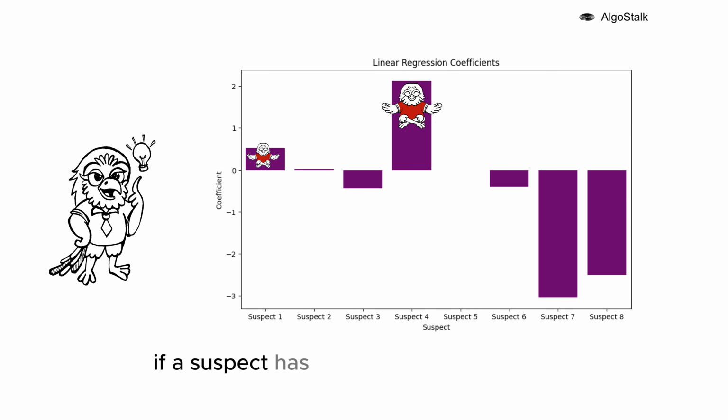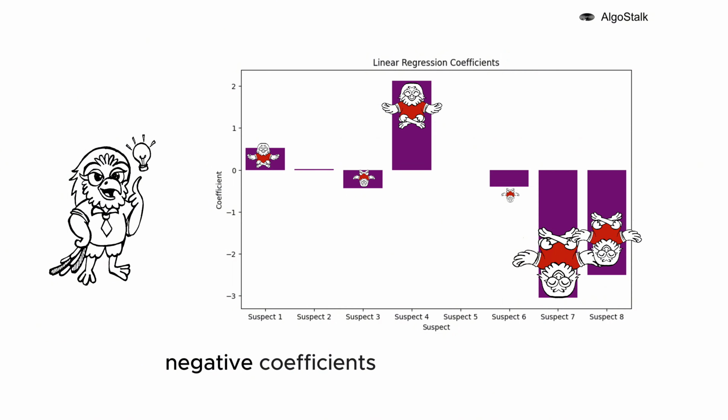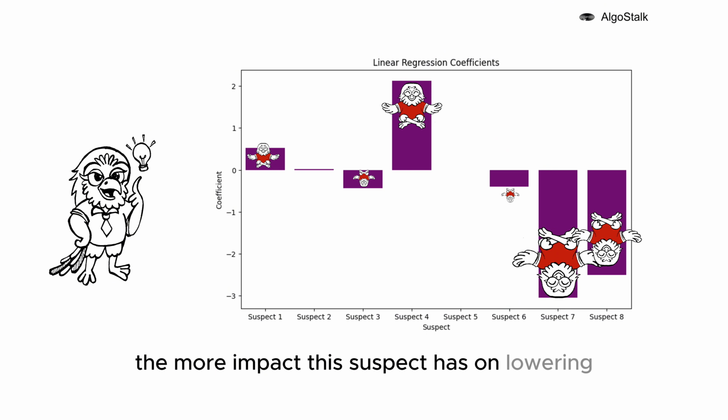If a suspect has a high positive coefficient, it means they're a key player, strongly driving up the predictions. Negative coefficients: on the other hand, these suspects are pulling things back. A negative coefficient means the suspect is working in the opposite direction. The further the coefficient is from zero, the more impact this suspect has on lowering the outcome.